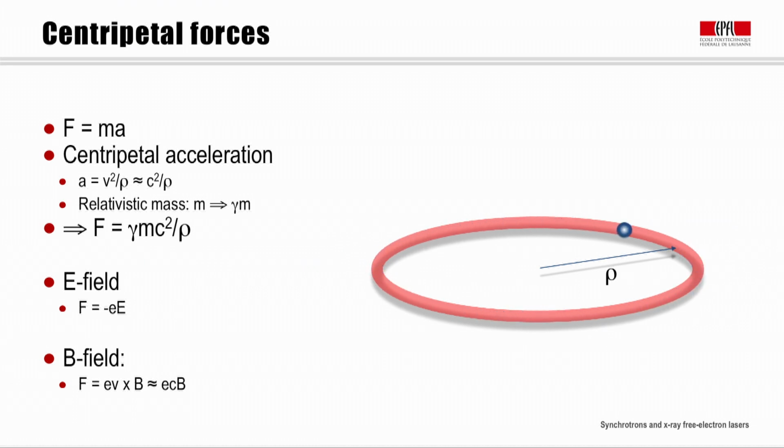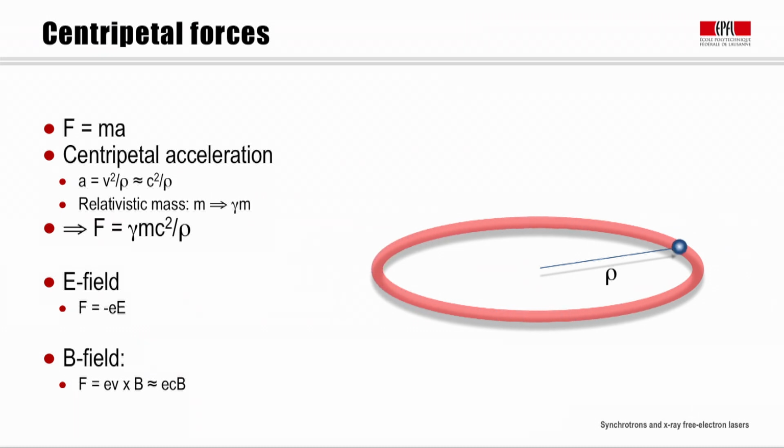The centripetal acceleration is a = v²/ρ, where v can be very accurately approximated by c, the speed of light, and ρ is the radius of the bending orbit. Note also that because the electron is travelling at relativistic speeds, its mass, from our perspective, is γ times its rest mass, which we've already established typically increases the rest mass by several thousand. The force is therefore γmc²/ρ.